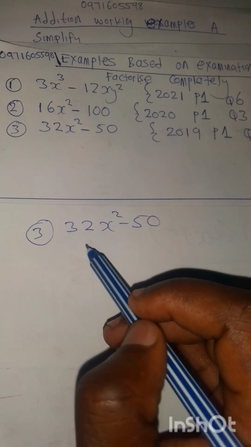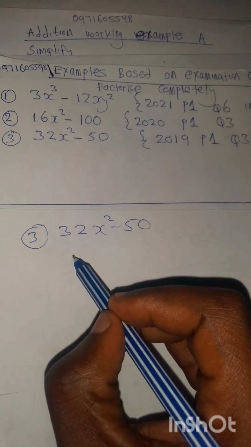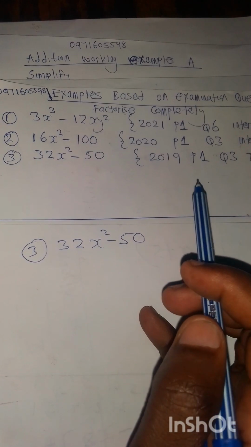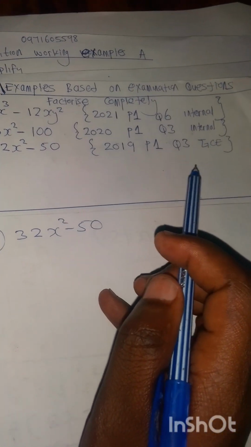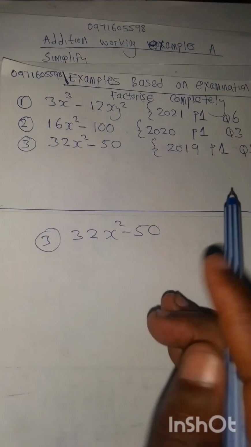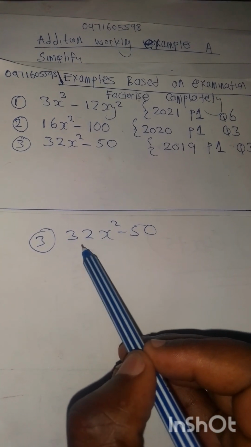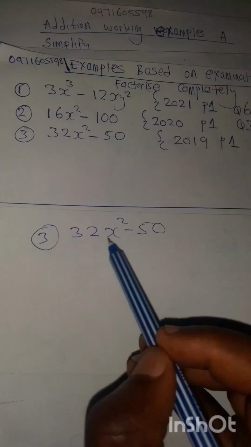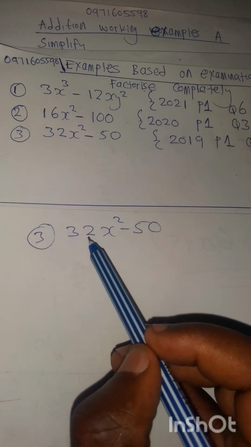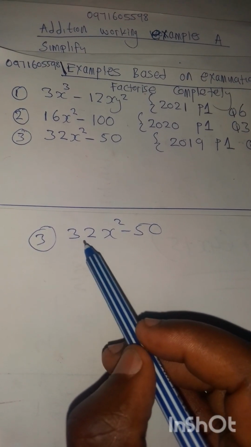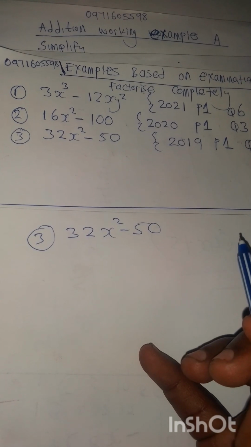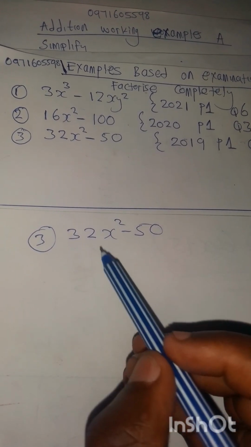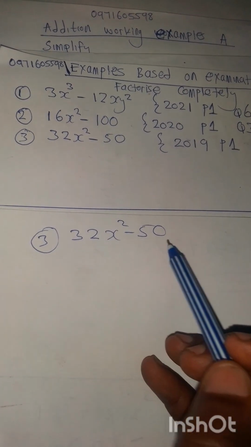Okay, so this is a continuation where the video has cut. That is question 3 from the 2019 exam, paper 1, question 3 GCE. So to factorize, we look at what is common in terms of numbers. 32 goes into itself once, but when it goes into 50 it gives us a remainder. So we have to look at the highest common factor of 32 and 50.